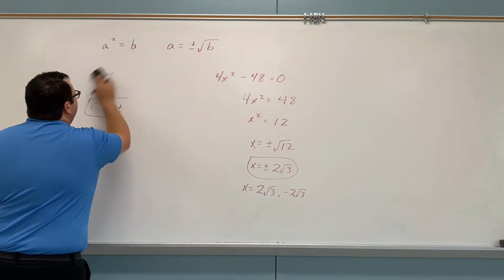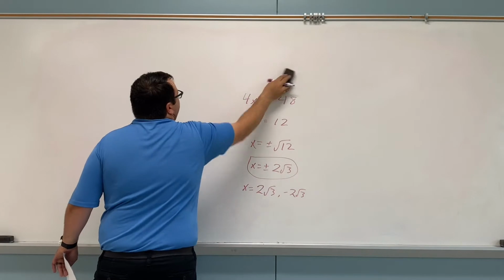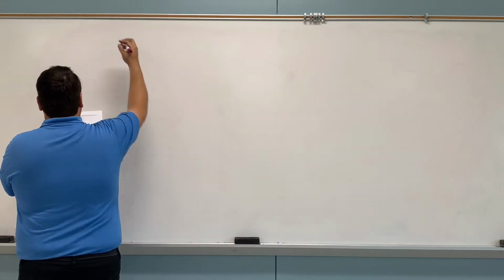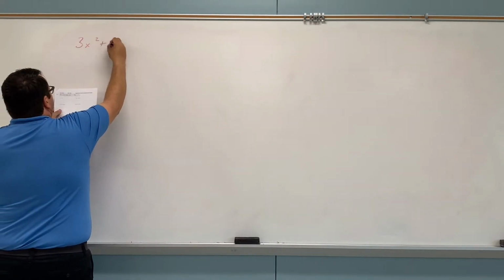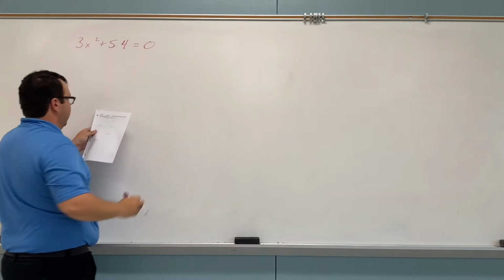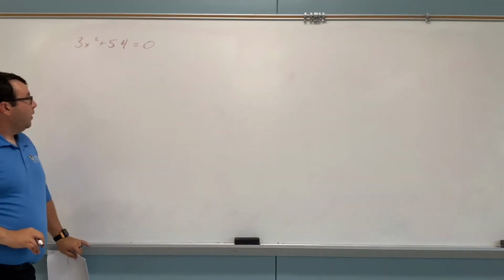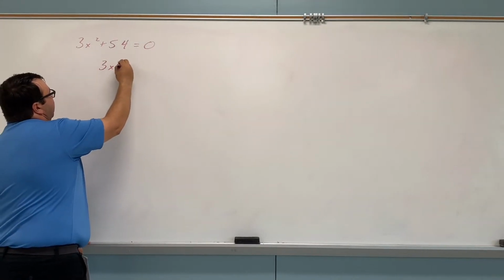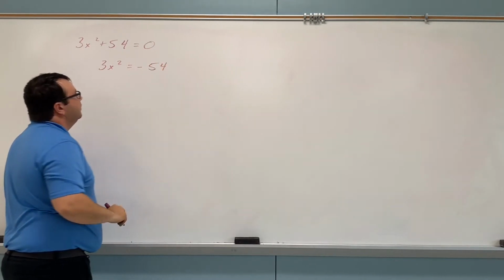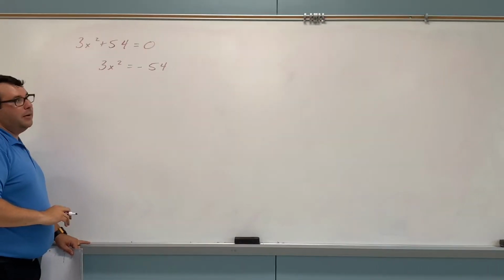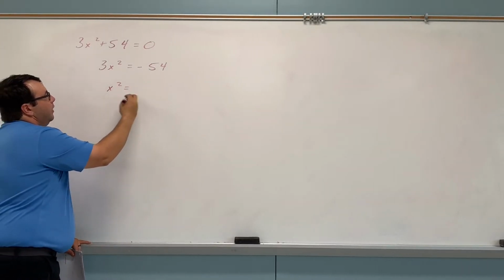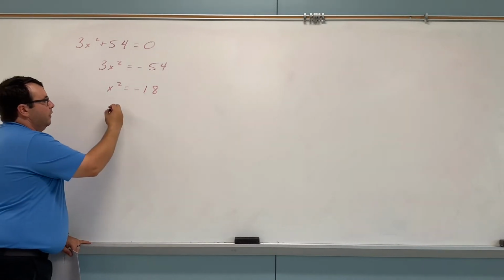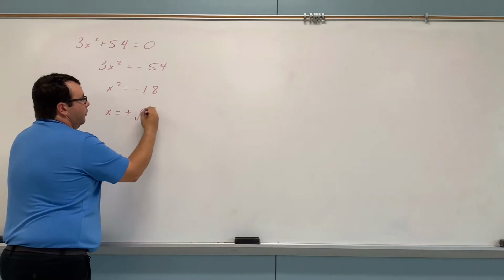Good. Let's try another. And I'm going to get all of my board space back while I'm at it. Let's say I have 3x squared plus 54 is equal to 0. Well, first things first, let's move that 54 over. I have 3x squared is equal to a negative 54. Very good. Can I divide by 3? So that gives me x squared is equal to a negative 18. Now we're going to take the square root, so that's x is equal to the plus or minus square root of negative 18.